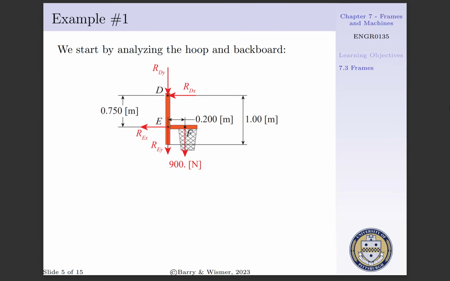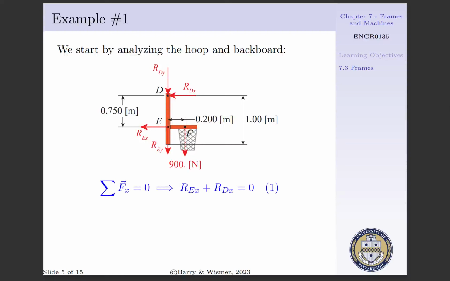We recognize that if a system is in global equilibrium, each component also has to be in local equilibrium. Therefore, we will break apart this frame and analyze each individual component. We will start with the hoop and backboard. For the hoop and backboard, we have reactionary forces at points E and D, which represent the pins, as well as our applied force at F.